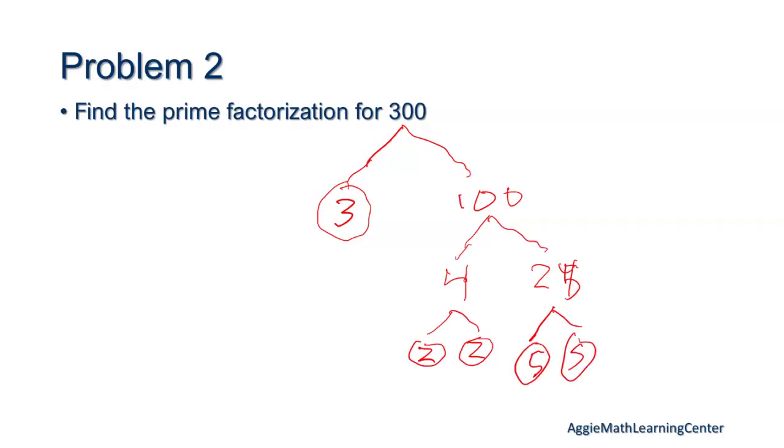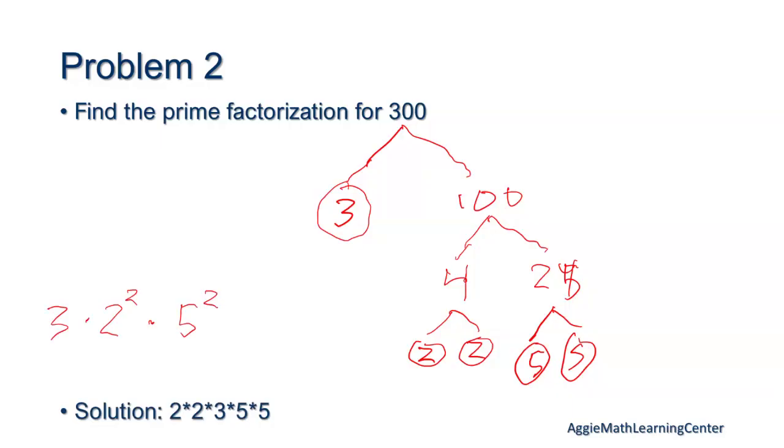Perfect, we've done it. So typically you would write this like this. 3 times 2 squared, because there's 2 factors of 2, times 5 squared, okay? Or you can also write it like that. It's the exact same way. 2 times 2 times 3 times 5. Does that make sense? Yes.